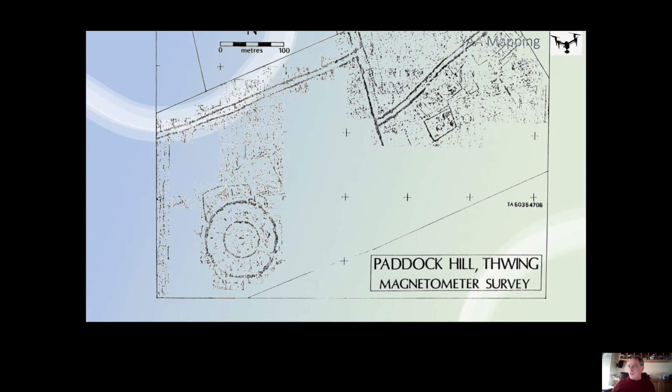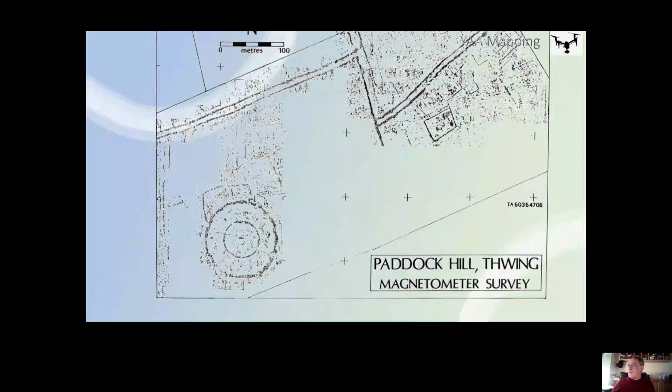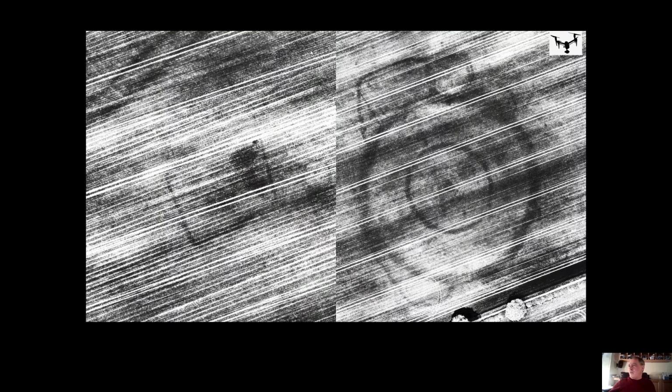That's geophysics on its own. And you can see we've got, yeah, I think we'll take that. And the geophysics has picked up things that we haven't. Equally, we've picked up things that the geophysics didn't. And there's a couple of zoom ins just so you can see what an absolutely fabulous site it is.